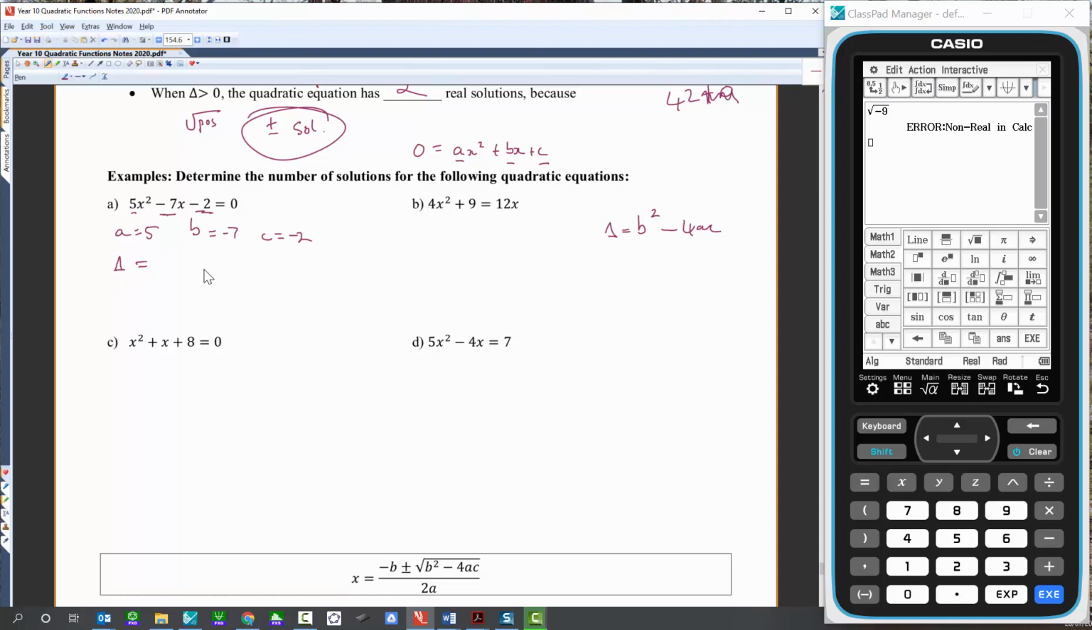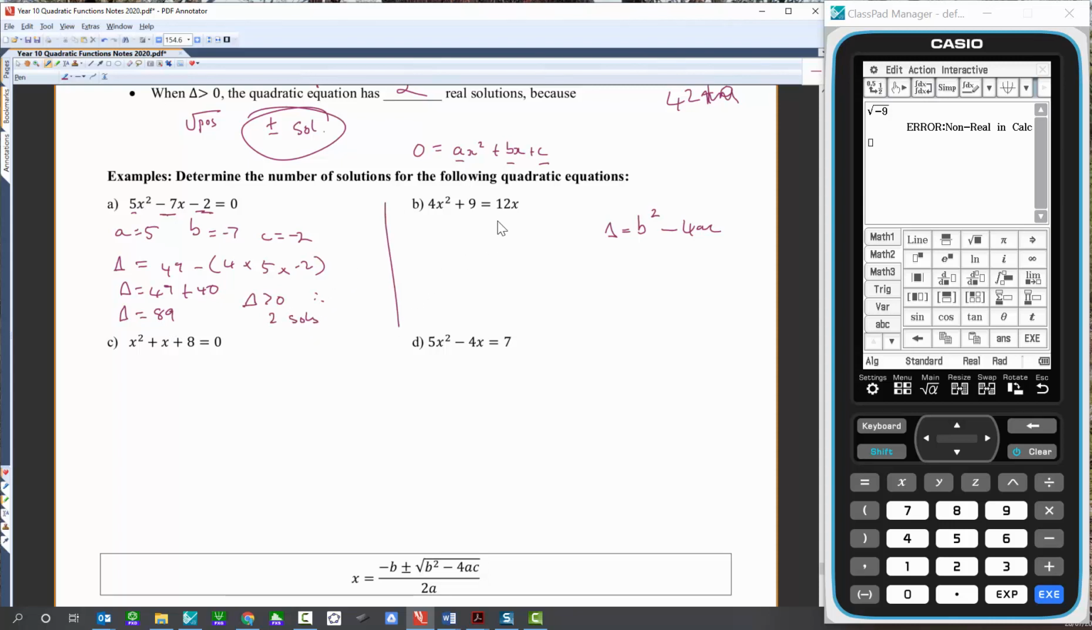So b squared is -7 all squared, which is 49, take away 4 times a, which is 5, times c, which is -2. Now that's 20. 20 times 2 is 40. That's -40. So that's going to be plus 40 because we subtract the negative. That's going to be discriminant is 89. Now that is a discriminant that's larger than 0. So we're going to say discriminant greater than 0, therefore 2 solutions.